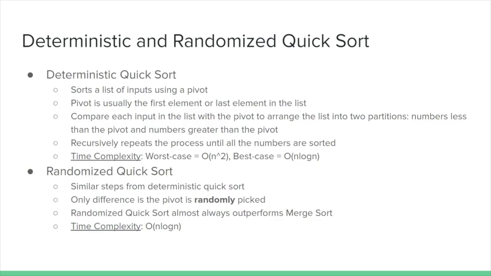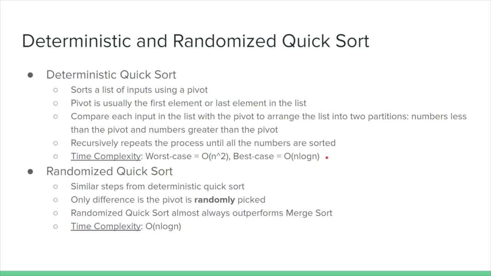We would compare each input in the list with the pivot to arrange the list into two partitions: numbers less than the pivot and numbers greater than the pivot. We keep repeating this process recursively until all the numbers are sorted. Eventually, for deterministic quicksort, the time complexity will be, for worst case, O(n^2), and best case, O(n log n).